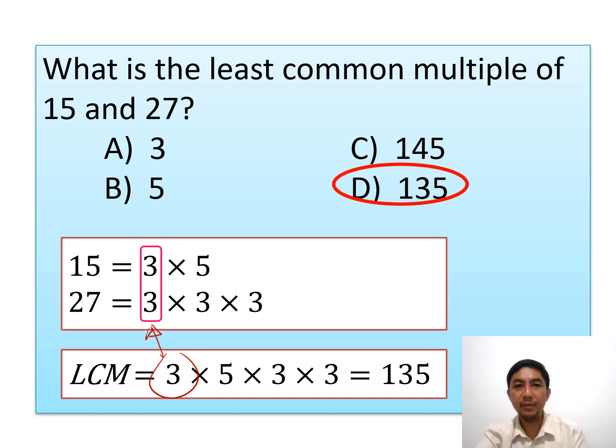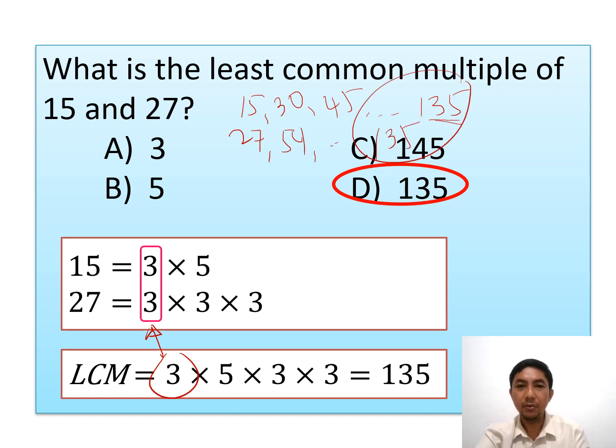Meaning if you list 15, 30, what's the next for 30? We're given 45 and so on. So you are given 135 as the least common multiple here. If you are going to list also 27, so 54 and so on, we have 135. So if you are going to list down all the numbers, we have 135 as the least common multiple. Kaya lang mahirap kapag tayo ay maglilista. Okay, so that's why it's easy to use this method, the prime factorization and finding the LCM.